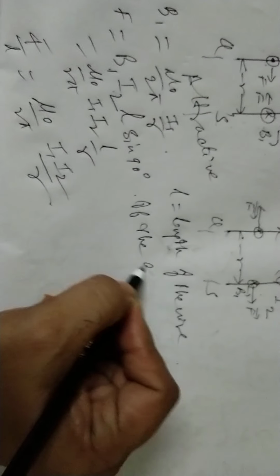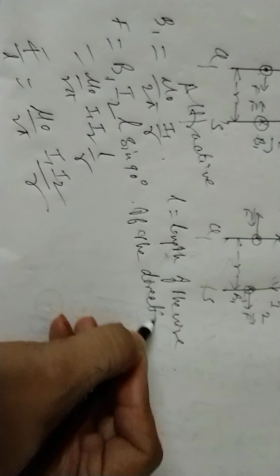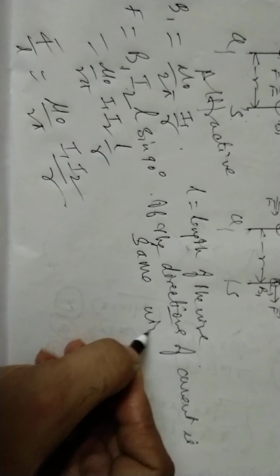attracting each other. But if the directions are opposite, the wires will repel. If the direction of current is the same, wires will attract.